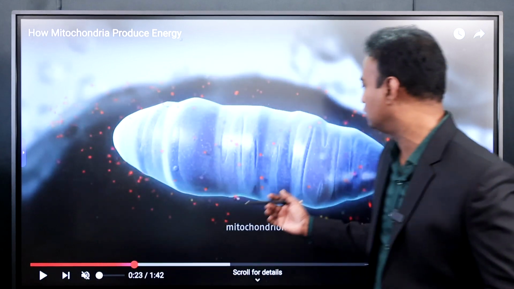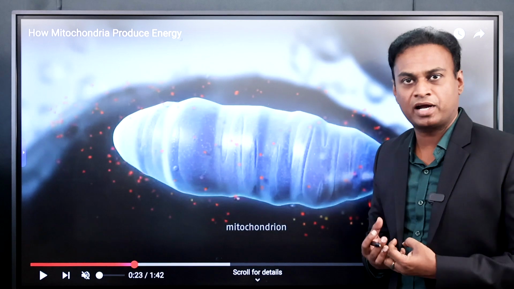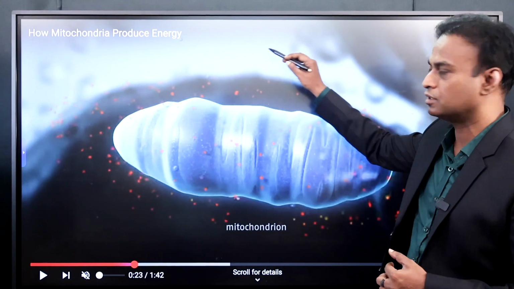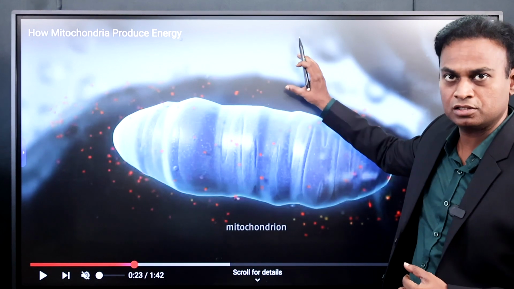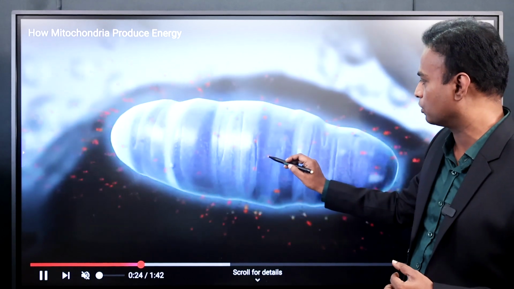So these red dots are ATP, meaning these are the energy particles. When you take fat or carbohydrate, it first goes into this place. It is converted here, we call it glycolysis. Glycolysis takes place here. Once the glycolysis takes place, food particles move into mitochondria.